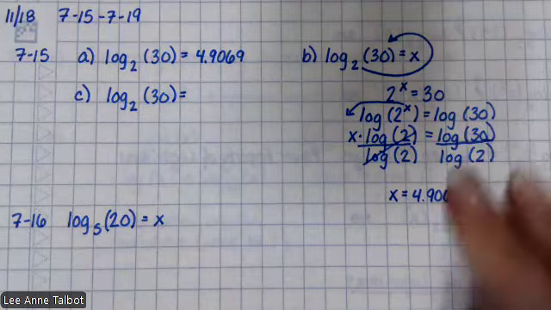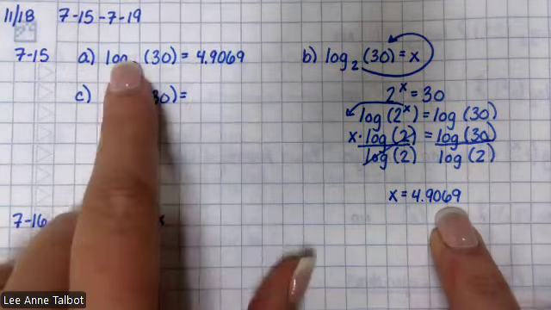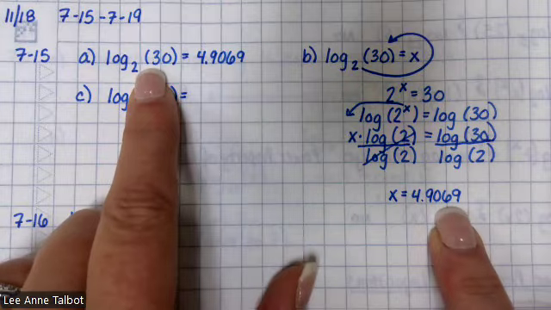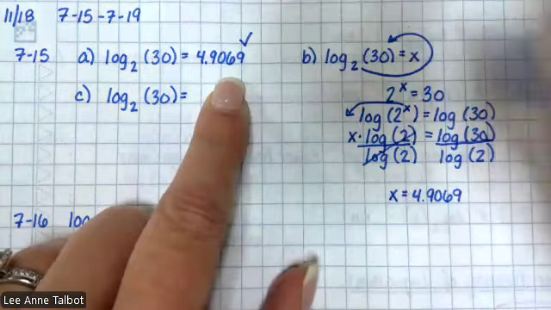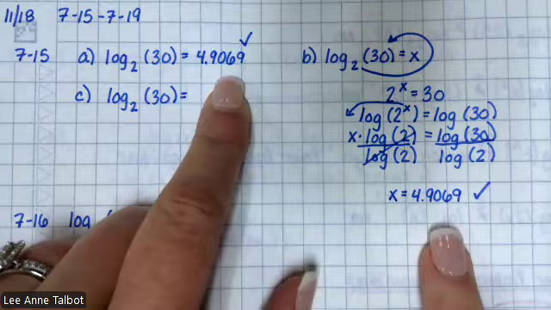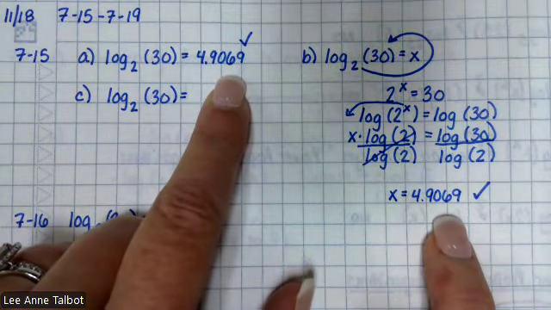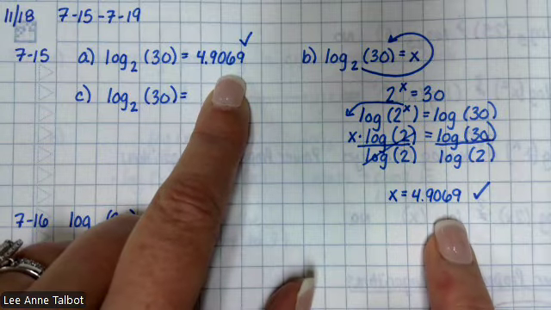Okay, I would show this on the test, and then I'd go back to the calculator and do this, just to make sure that I had the correct answer before I left. Does that make sense to you guys?